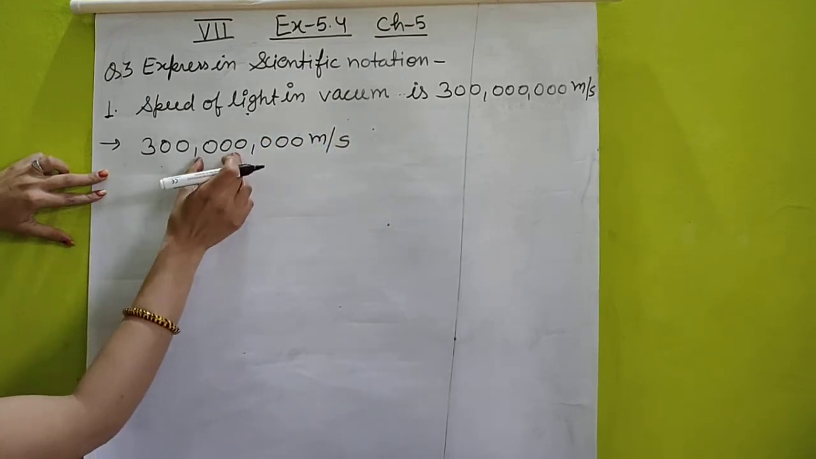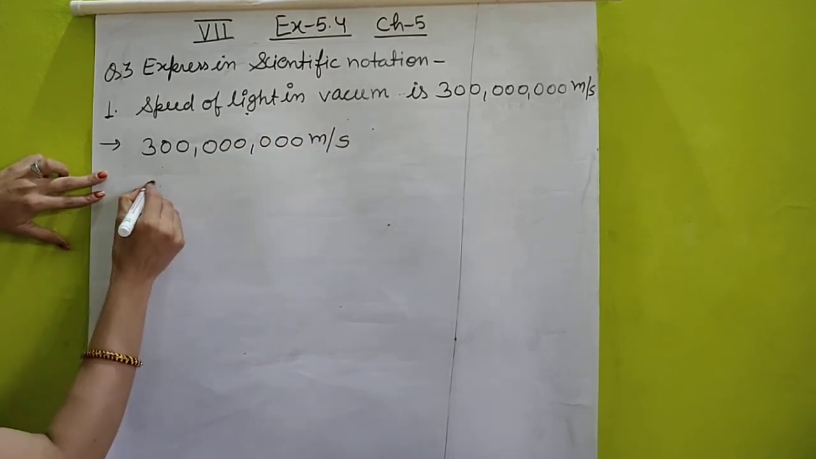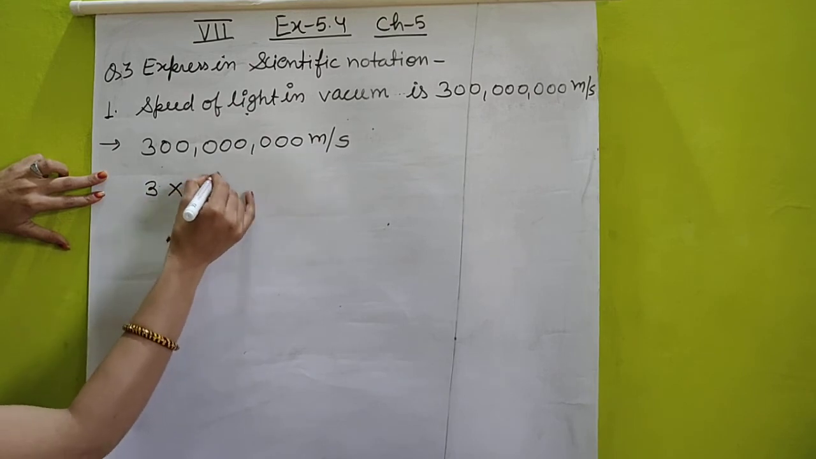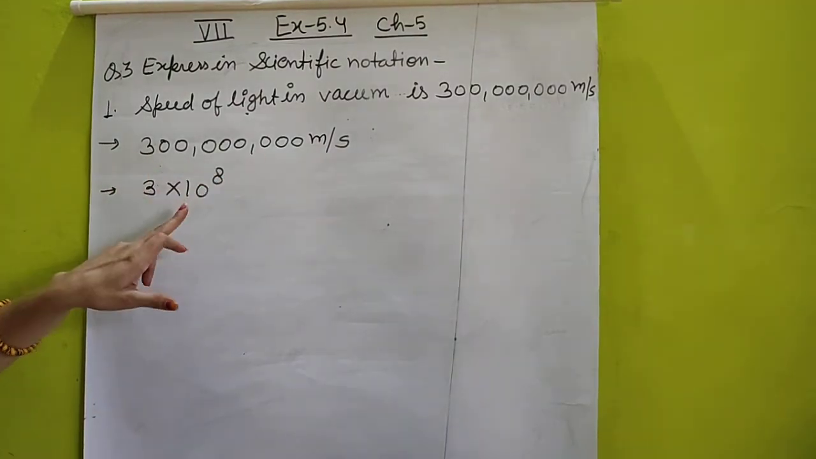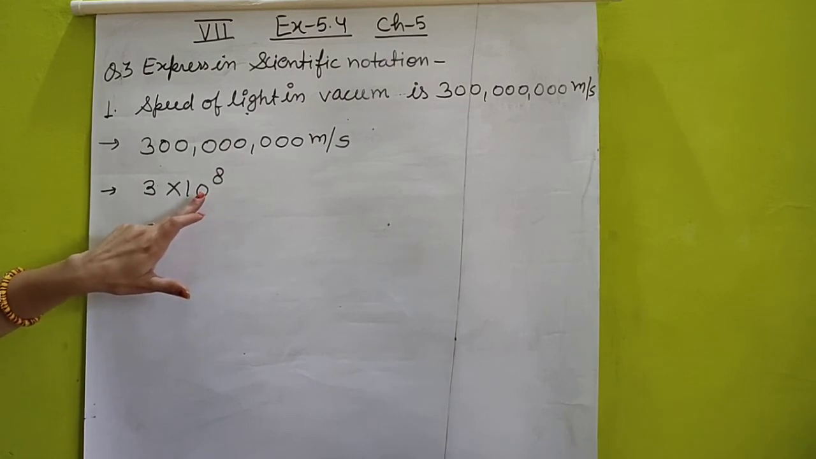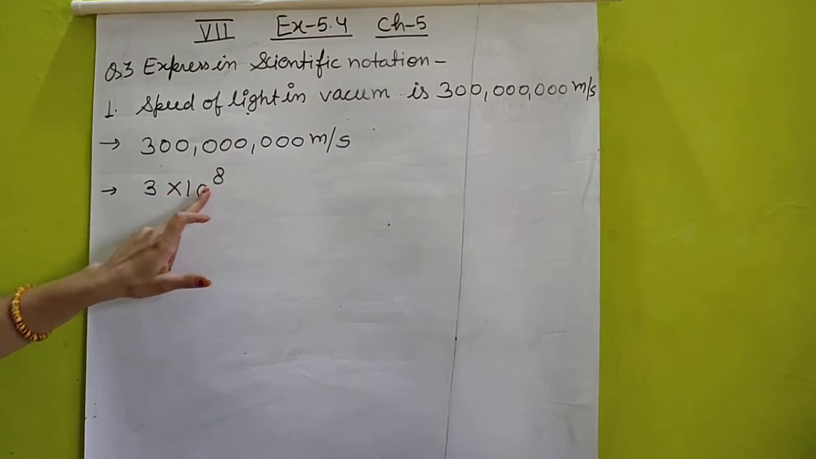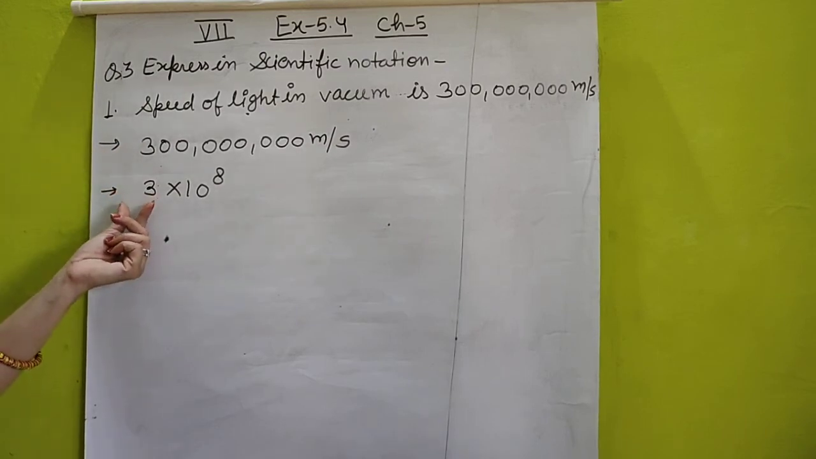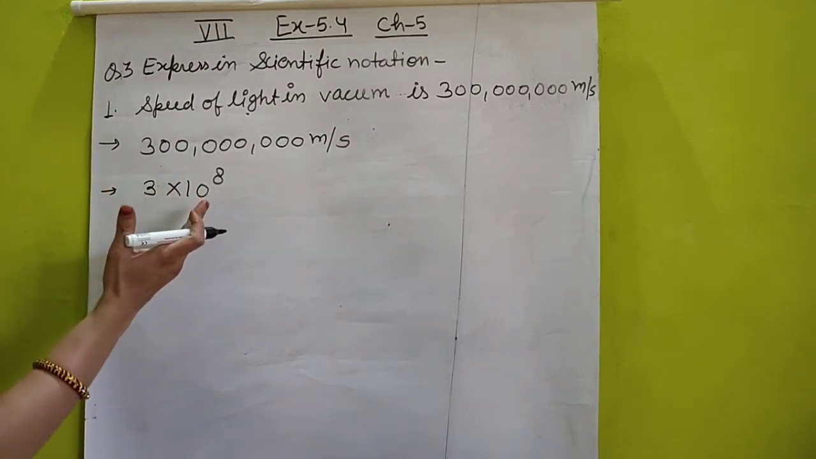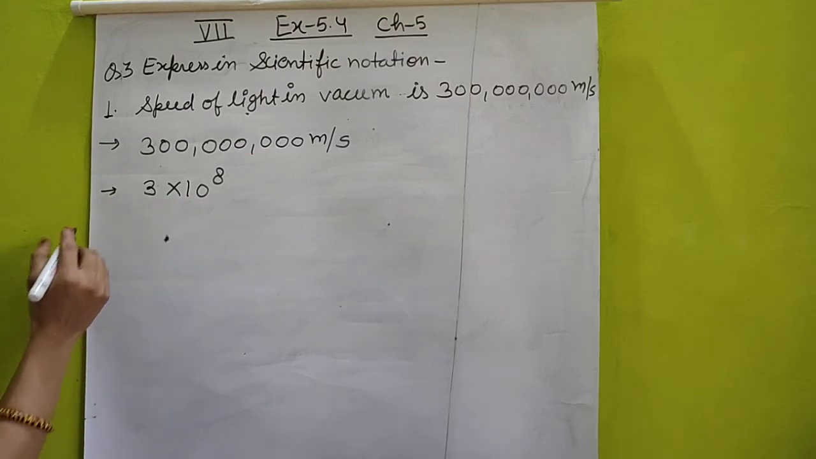Total digits: 1 2 3 4 5 6 7 8 9. So 3 multiplied by 10 to the power 8. Because total digits are 9, we will subtract one digit, 9 will be 8, so 10 to the power 8. And here only 3 will come, and only 3 is given. No other number is there, so we need not put a decimal here.